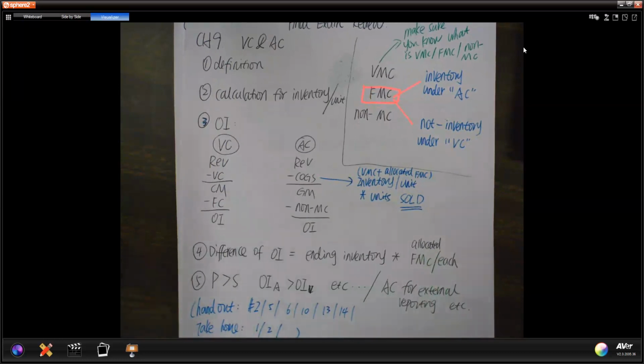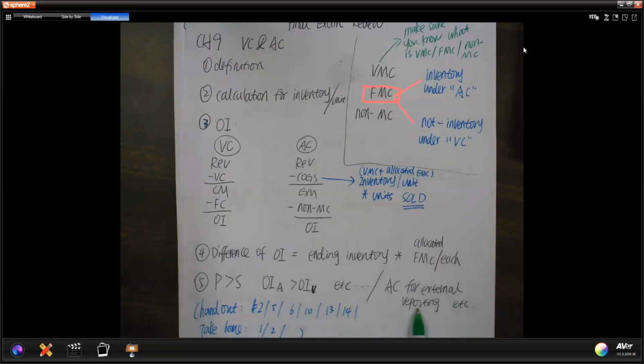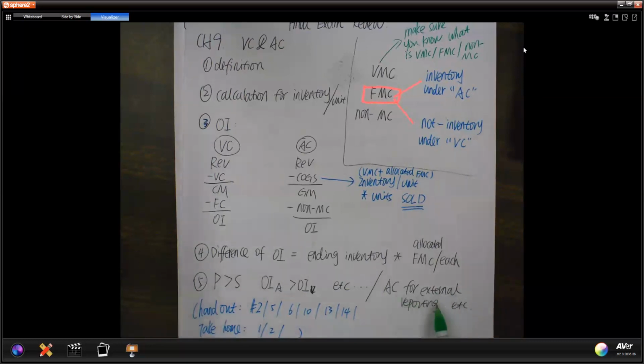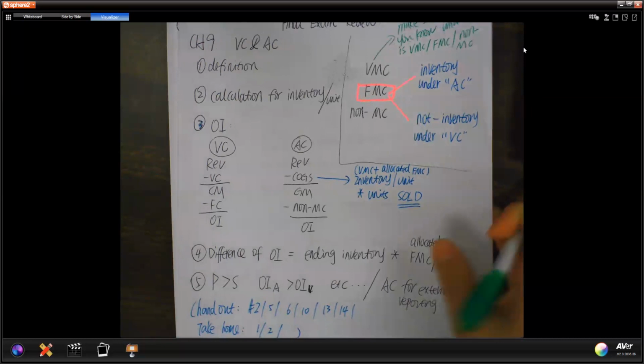If you don't know what I'm talking about, I would suggest you go back to the notes. If you know what I'm talking about, that's kind of a good sign, right? So basically, those are the main things in chapter 9. And then we also talk about absorption costing for external reporting. We talk about that. It also kind of is a tool for managers to manage their earnings, right? So we talk about those concepts.